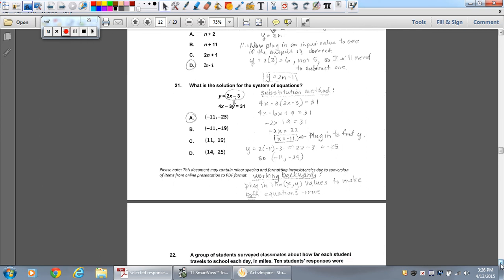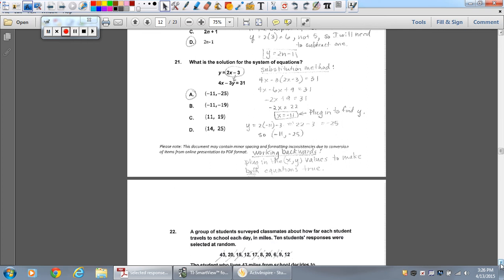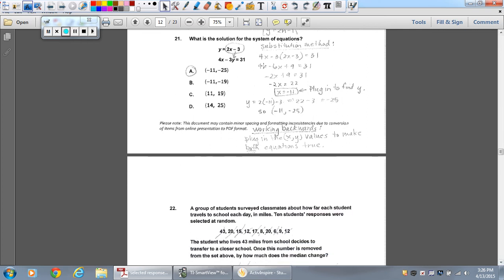Number 21 was one of the most missed questions. So it's been a while, I guess, since we solved systems. Several ways you could do this. You could use your calculator. The pure math method probably would be substitution. So you're going to take all of 2x minus 3 and plug it in for y in this other equation. So that's what I did. 4x minus 3 times whatever y was. And then I just distributed, combined my like terms, and solved for x. So I got x is negative 11.